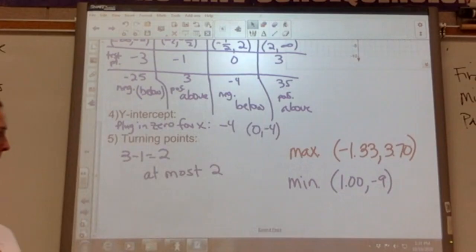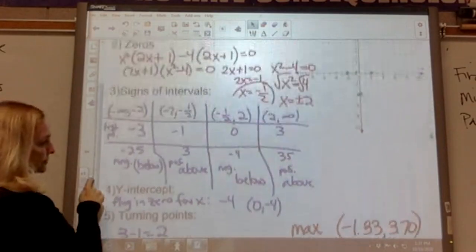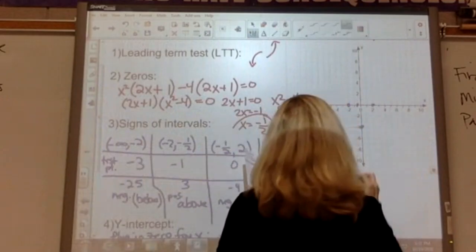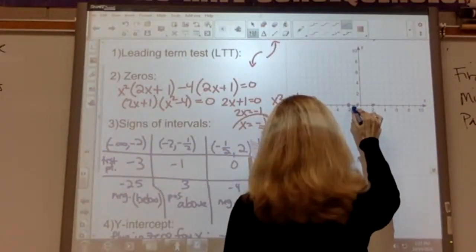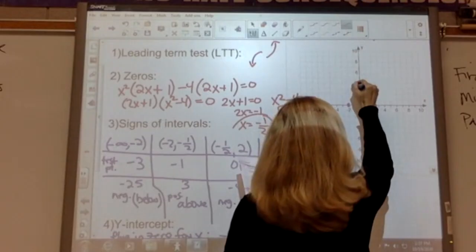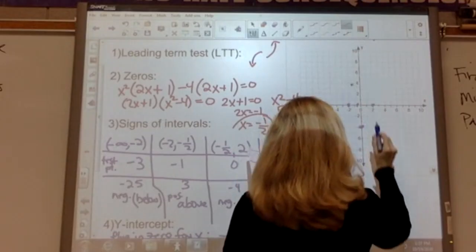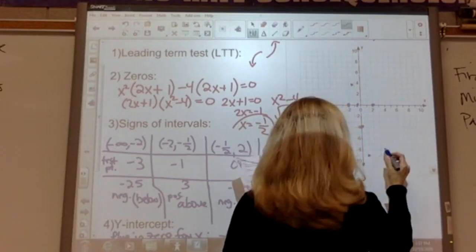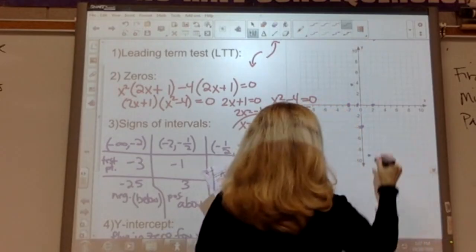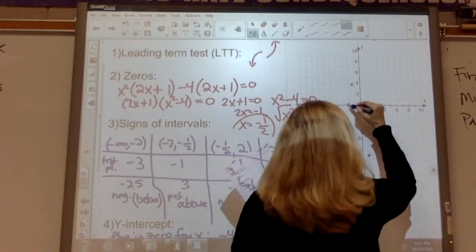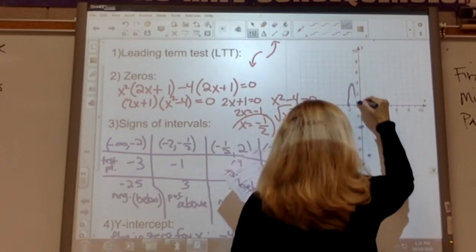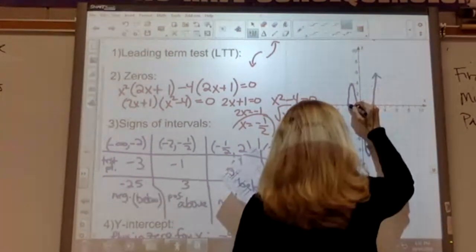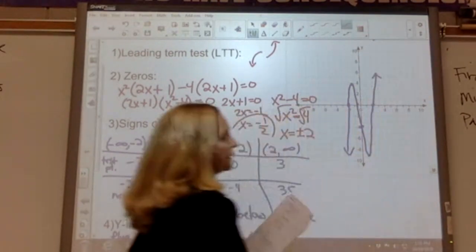Okay, so then I'm going to write that. Come over here. -1.3 up to 3.7, so it's right here. And then 1, -9 would be here. And so then I try to sketch this. So up here, down, back down here. So that's the graph.